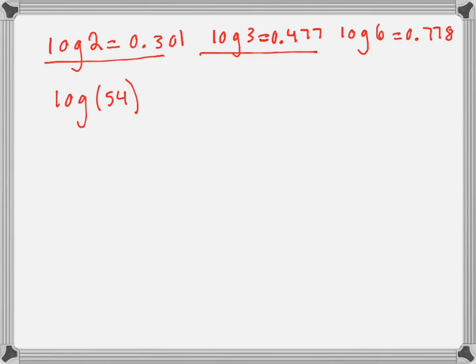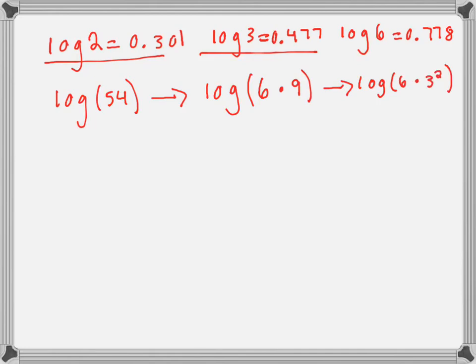So we can do this by taking log 54 and splitting it up into values that we do have. So I know that 54 divided by 6 is going to be 9. So we can say log of 6 times 9, right? Because 6 times 9 is 54, which is also equal to log base 6 times 3 squared, right? Because 9 is 3 squared. And so now we have all the stuff that we need to be able to solve it.